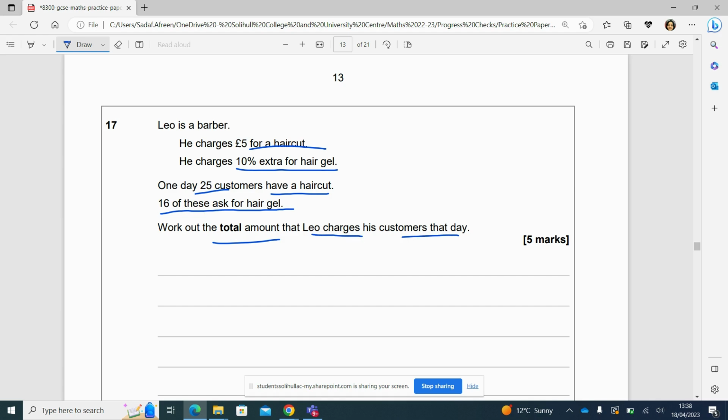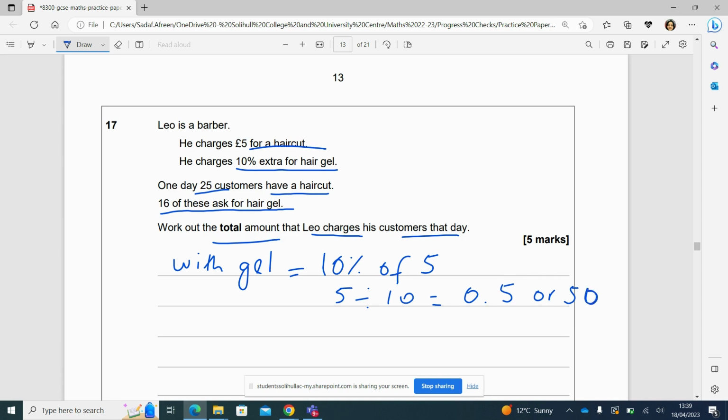Okay, so there are two different types of calculations which we need to do. Number one is £5 for a haircut, and he deals with 25 customers altogether. So if a customer comes with gel, he will charge 10% extra. So that means we need to work out what is 10% of 5. Now, 10% of any number is divide that number by 10. So you divide 5 by 10, which gives you 0.5 or 50 pence. That means all those customers who are having a haircut with the gel will pay 50 pence extra.